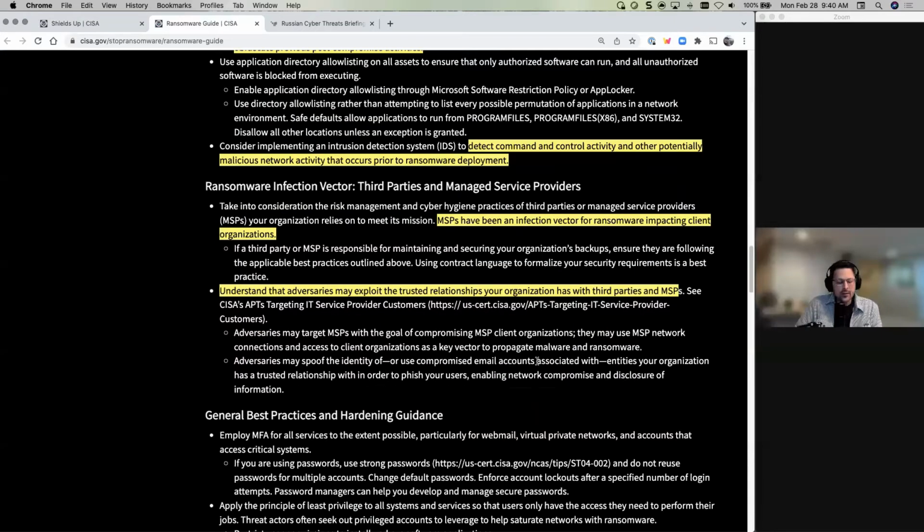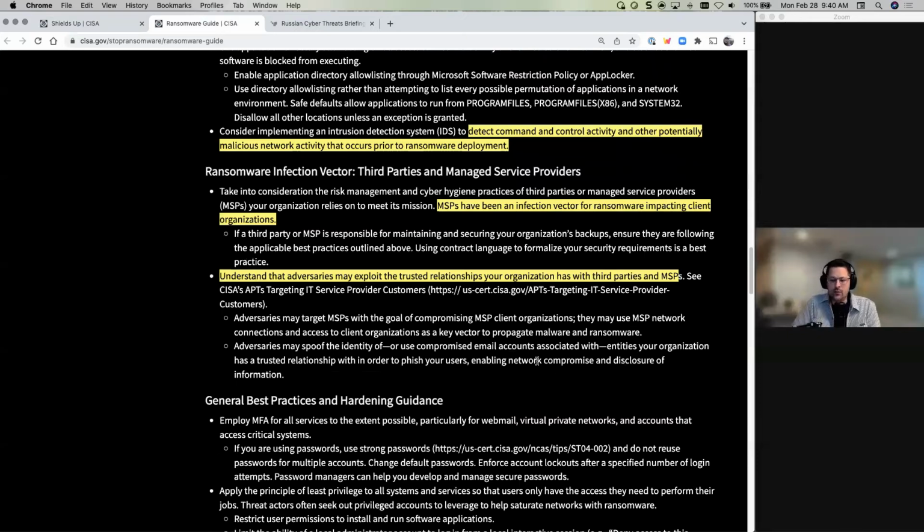I thought this was interesting. They actually call out MSPs. Like, MSPs are great, not knocking them, but you have to be really careful. MSPs have been a third-party infection vector for quite a while now. Not a lot of people talk about it, but it's something that you need to be really aware of. If you're saying, hey, my MSP's got me, you might want to rethink it.